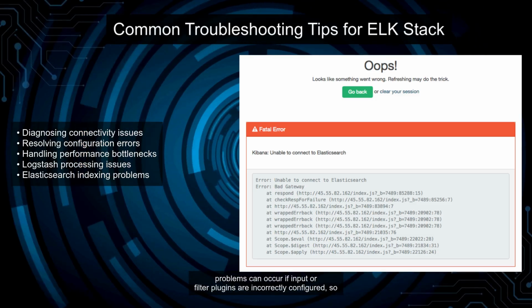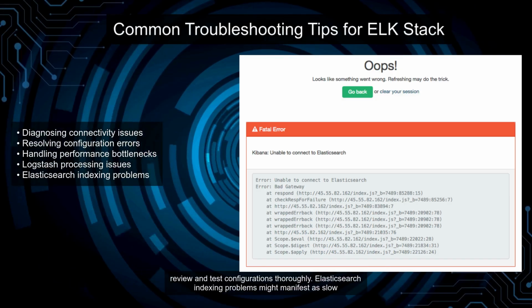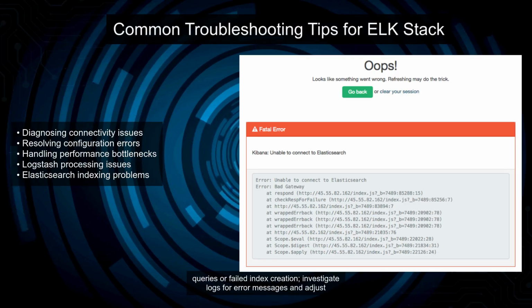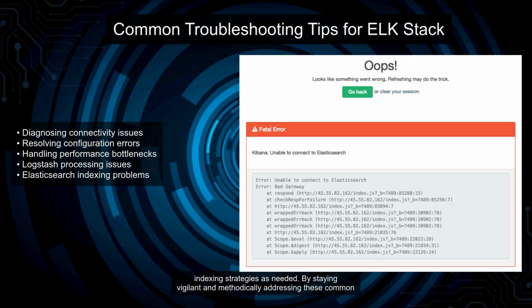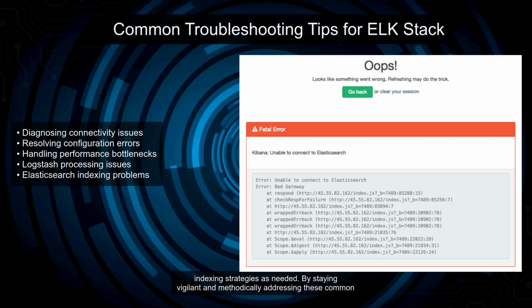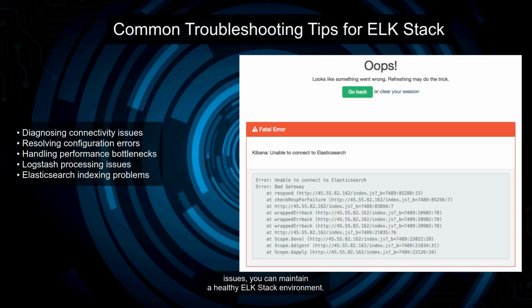Logstash processing problems can occur if input or filter plugins are incorrectly configured, so review and test configurations thoroughly. Elasticsearch indexing problems might manifest as slow queries or failed index creation. Investigate logs for error messages and adjust indexing strategies as needed. By staying vigilant and methodically addressing these common issues, you can maintain a healthy ELK stack environment.